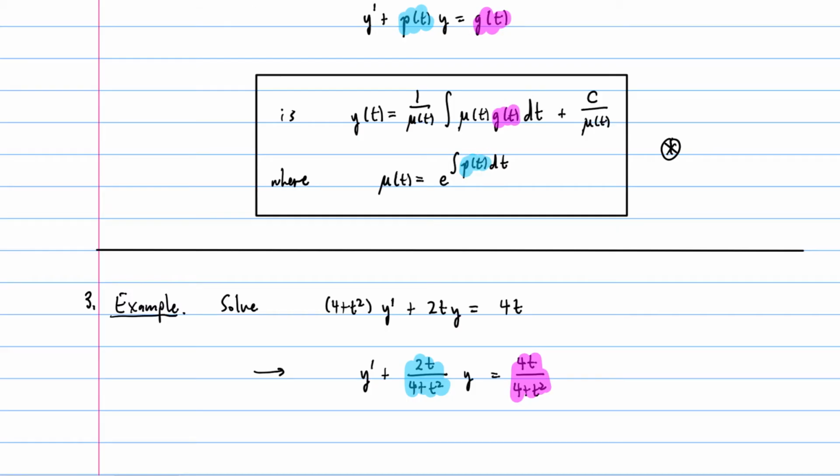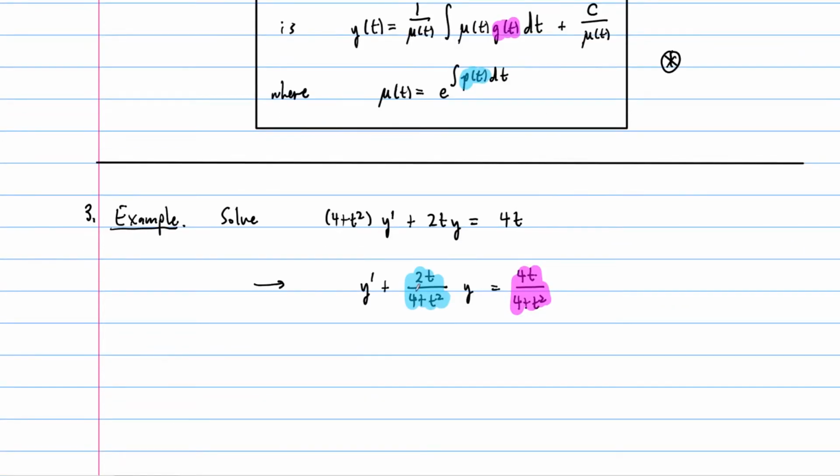So there's the roles that these play. Okay, so we need to then write this all out. If this is our function P, then we need to integrate this and exponentiate it, right? So the integral of p of t dt is going to be the integral of 2t over 4 plus t squared dt. This one can be done by a u sub, right?